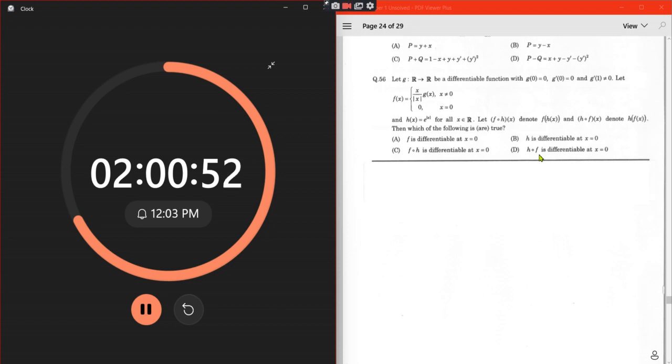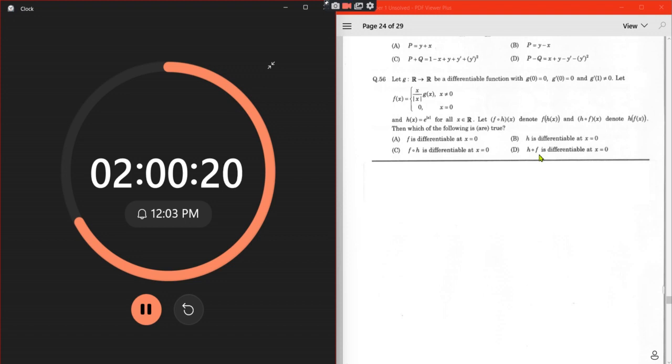Okay, so |x| is not differentiable at x equal to 0. f times h is differentiable at x equal to 0. Well, e power mod x is always positive, so signum of e power mod x is just 1, which means f of x is just equal to g of e power mod x, basically.